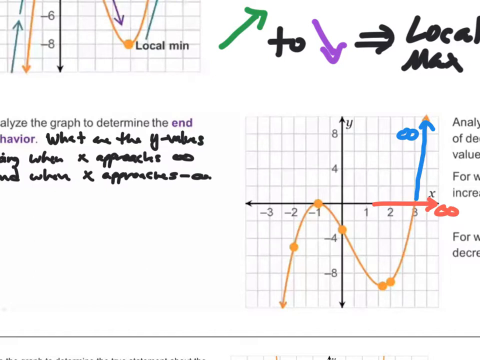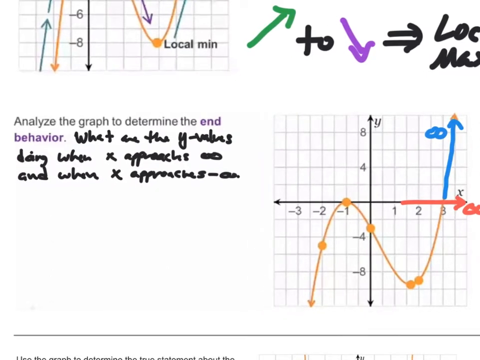So we can write that down over here. We can say that as x approaches, and I use that arrow to say approaches, x approaches positive infinity, then y approaches positive infinity as well.